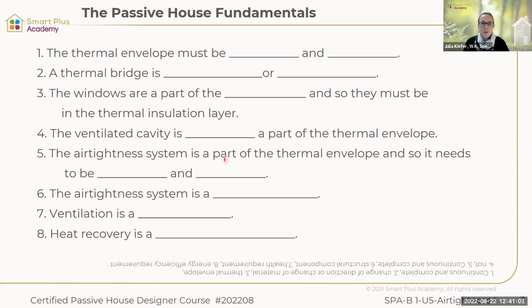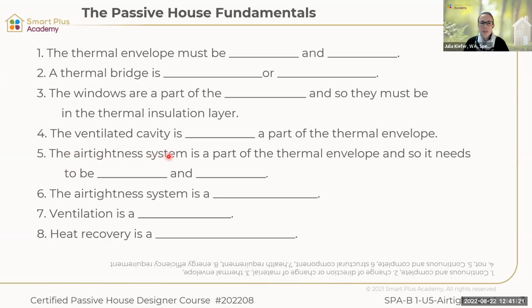Now, what we're going to talk about now is the airtightness system. This one we also know, number 4, the ventilated cavity is not a part of the thermal envelope. We talked about that as well. Now we're coming to number 5 and number 6. That's what we're going to talk about now.